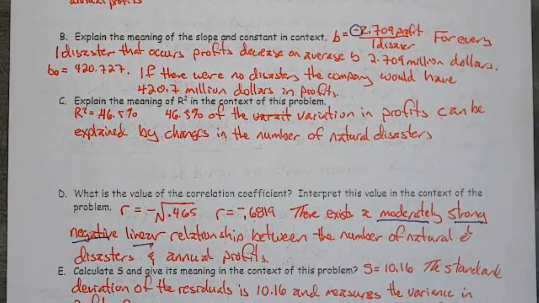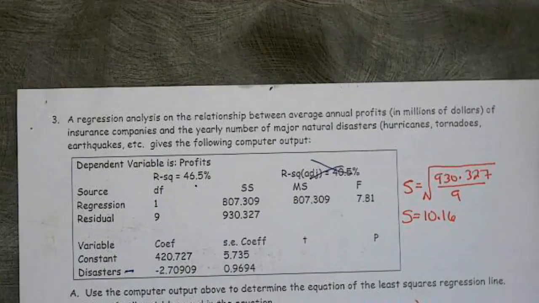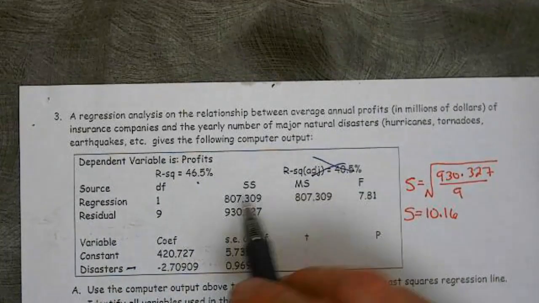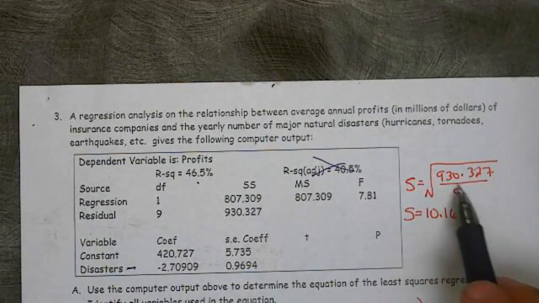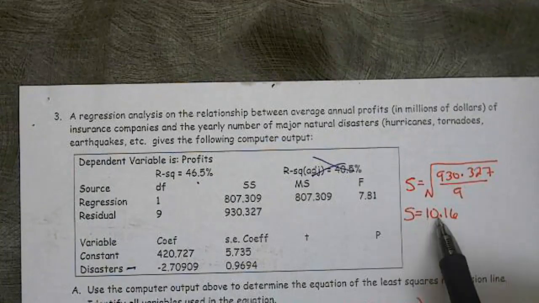Calculate S and give its meaning in the context. Well, they did not give us S. So I have to go about this by taking the 930 and dividing it by 9 and taking the square root of that. When I do that, I get an S of 10.16.